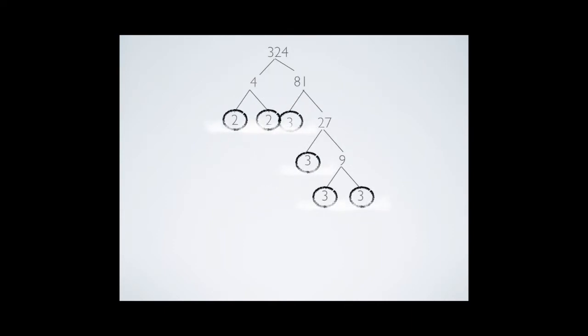Finally, decompose 9 into 3 times 3, and now you have your prime factorization of 324: 2 squared times 3 to the 4th power, or 2 times 2 times 3 times 3 times 3 times 3.